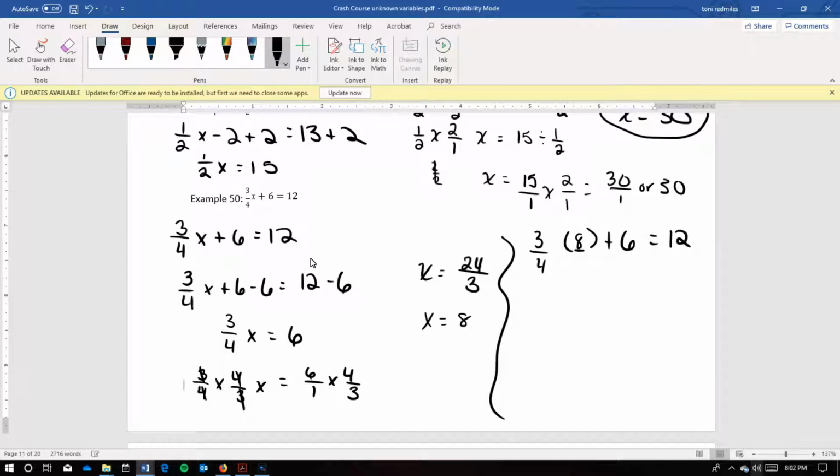All right, so I'm going to make this a fraction so I can multiply. On the top, I'm going to have 24. The bottom, I'm going to have 4. 4 goes into 24 6 times. 6 plus 6 is 12, so it checks.